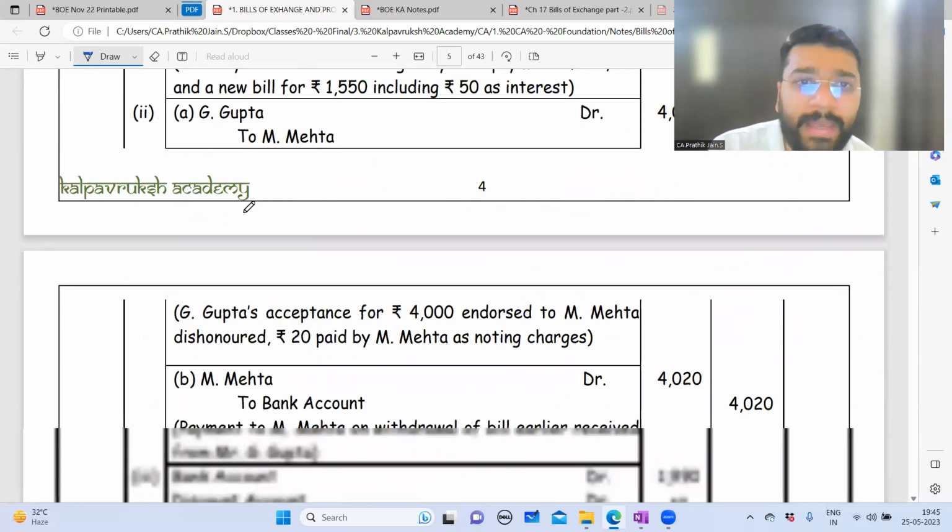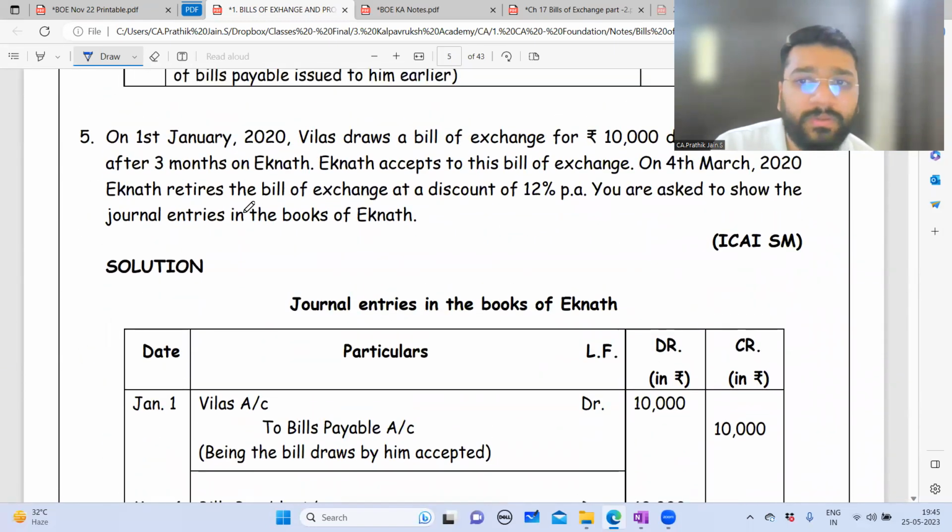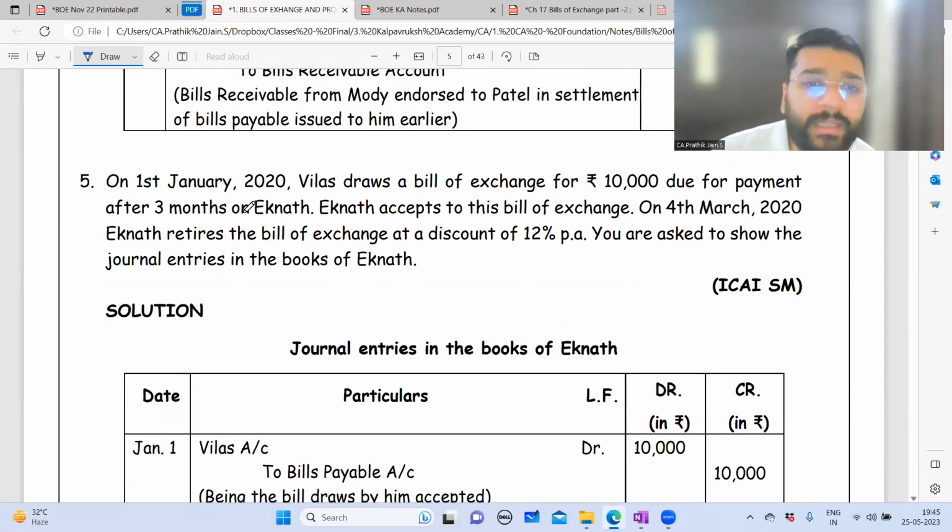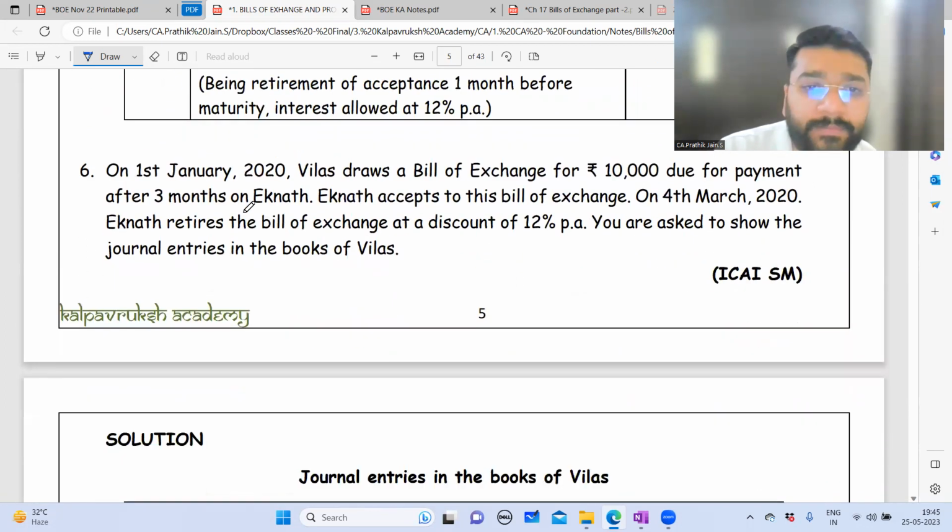Fourth one we'll just skip as of now. We'll go to the fifth question. On 1st Jan 2020, Vilas draws a bill of exchange 10,000 due for payment after 3 months on Eknath. Eknath accepts this bill of exchange. On 4th March 2020, Eknath retires the bill of exchange at discount of 12%. You are asked to show the entries in books of Eknath. And 6th question, the same question, you have to pass the entry in the books of Vilas.